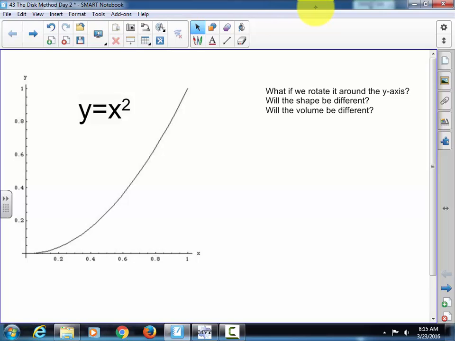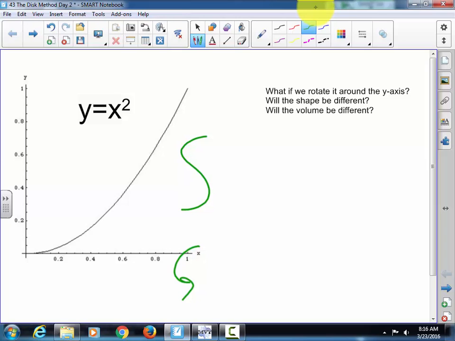But last time we met, we took this curve that we've got right here, y equals x squared, and we rotated it about the x-axis. And we said when we do that, we come up with something that looks kind of like a horn, and we were able to find the volume for it. And if you remember, when we were rotating about the x-axis, what was our base formula that we were integrating? Do you remember?